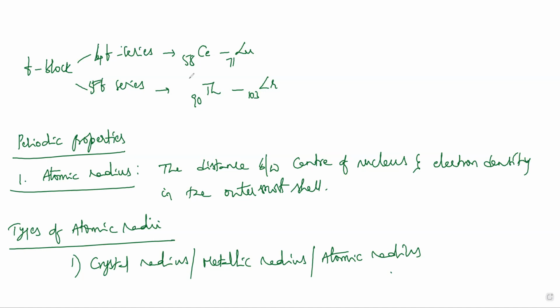Last one, van der Waals radius. So how can we represent van der Waals radius? We consider two covalent molecules. This is one chlorine molecule, and this is another chlorine molecule.